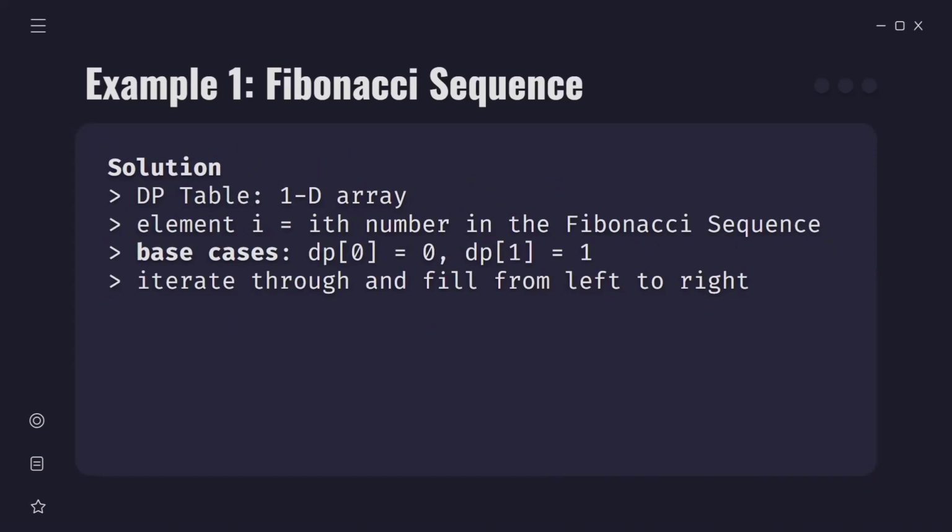For this problem, we can use a 1D array where element i is equal to the ith number in the Fibonacci sequence. Initialize 0 and 1 as the first two values, or the base cases. Each number in the sequence is derived from the two numbers before it, so we need to iterate through and fill the table from left to right.